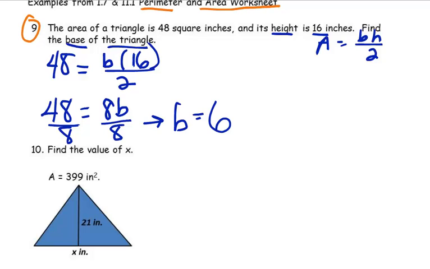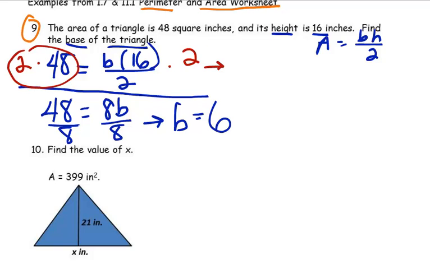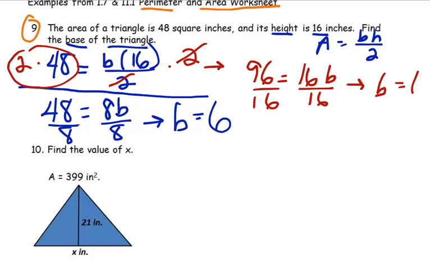Okay? The other way we could do it, and I'll go ahead and draw, let's draw over here, is that I can get rid of my fraction by multiplying both sides by 2. So I could multiply both sides here by 2. This would get rid of the fraction. So this would be 96 equals 16b. And then, of course, I'm going to divide both sides by the 16. And I still am going to get b equals 6. Okay? So that's how we work that problem. Area of a triangle. I'm given the area. Plug in what you know.